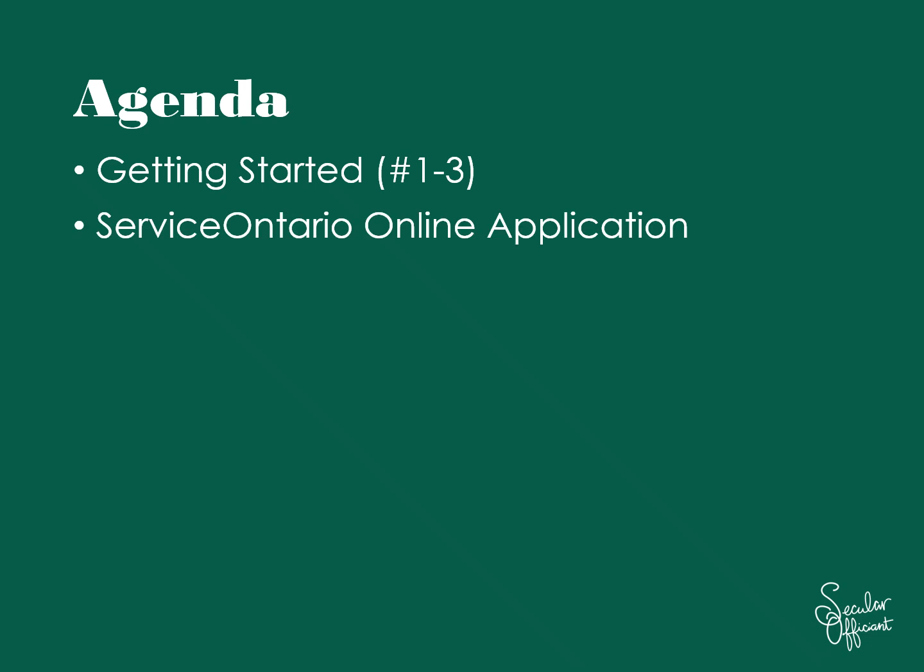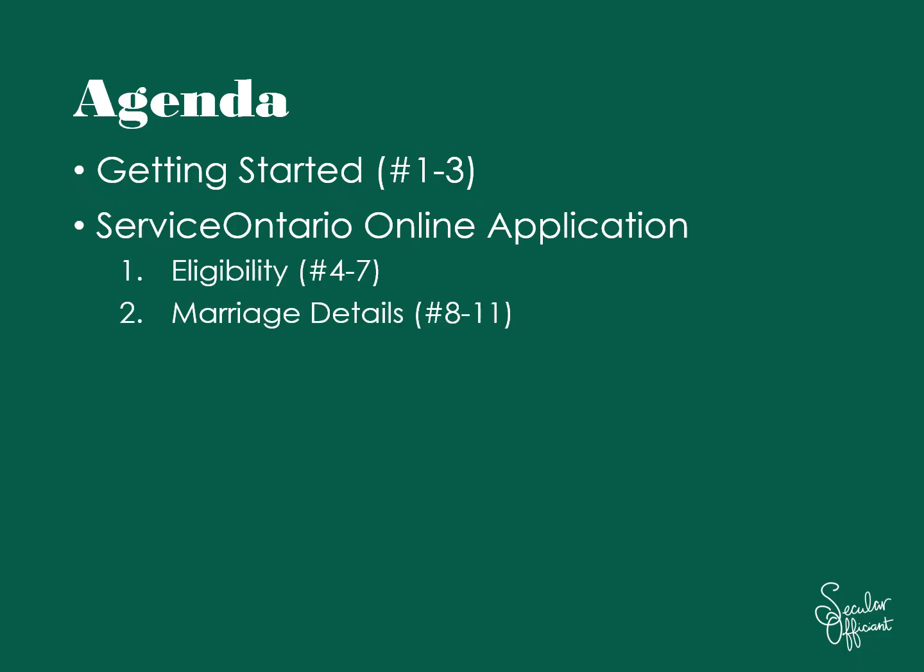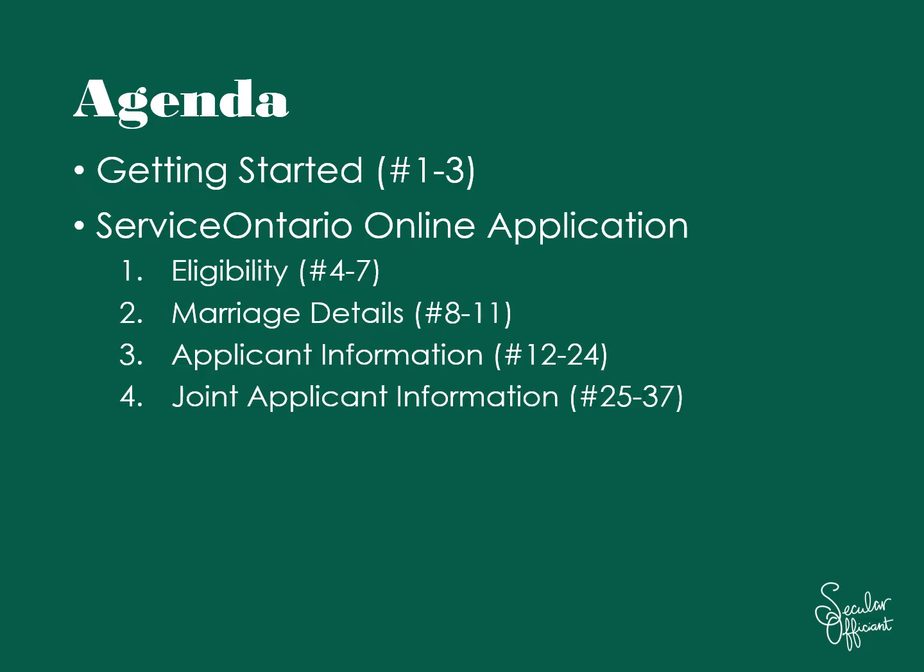The agenda for today includes Getting Started, which outlines steps 1 to 3, the ServiceOntario online application, which is separated into 7 steps on the website, but in this video I refer to them as sections. Section 1 is Eligibility, which outlines steps 4 to 7. Section 2 is Marriage Details, which outlines steps 8 to 11. Section 3 is Applicant Information, which outlines steps 12 to 24. Section 4 is Joint Applicant Information, which outlines steps 25 to 37.